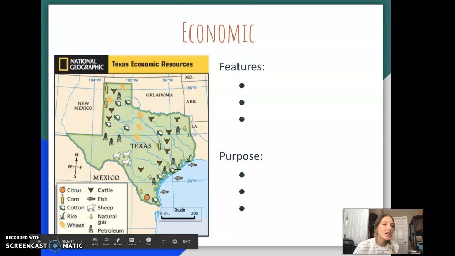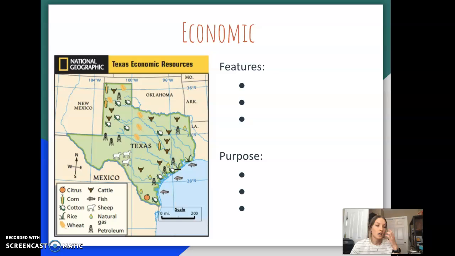But so for economic, this one, the features are kind of labor and natural resources in an area. The purpose of it is for economic activity or to present resources that are available in an area. So a question I have for you guys here thinking about this map is where would an oil or natural gas company establish a site based on this map?